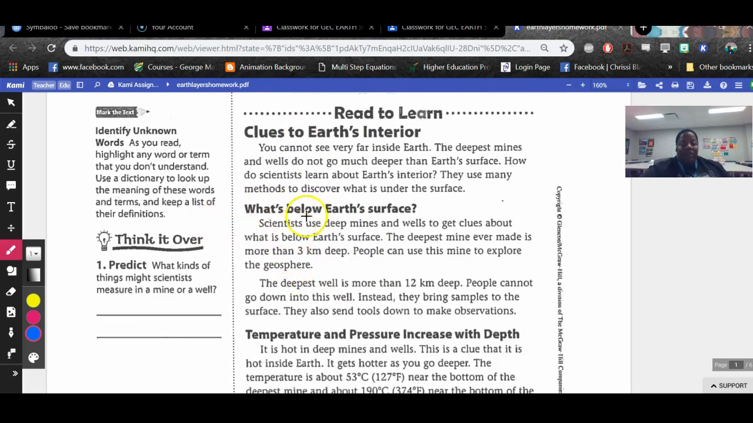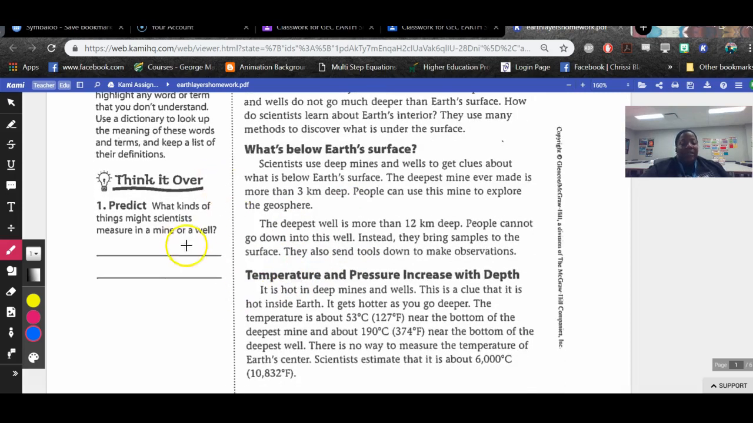Next paragraph. What's below Earth's surface? Scientists use deep mines as well to get clues about what is below Earth's surface. The deepest mine ever made is more than 3 kilometers deep. People can use this mine to explore the geosphere. The deepest well is more than 12 kilometers deep. People cannot go down into the well. Instead, they bring samples to the surface. They also send tools down to make observations. Okay, this prediction question right here is for you to answer after reading this one.